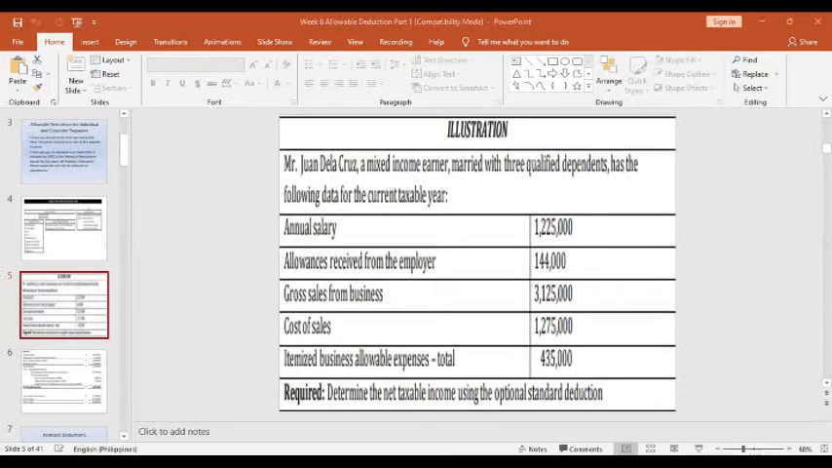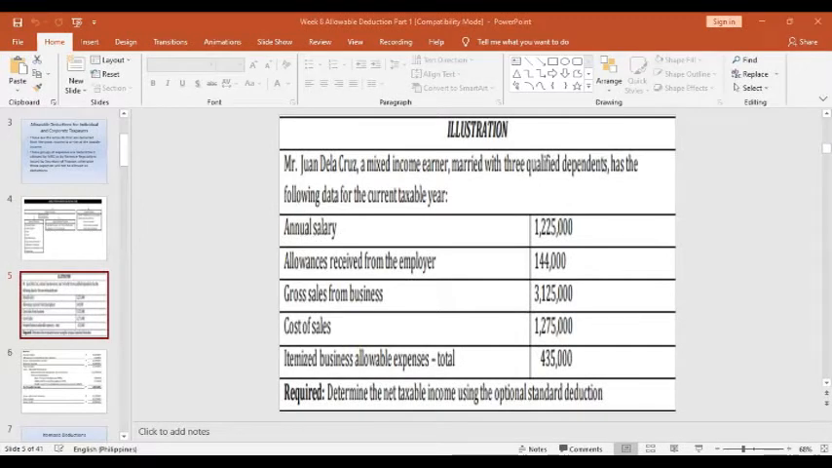Okay, so let's have the following illustration here. Mr. Juan de la Cruz, a mixed income earner married with 3 qualified dependents, has the following data for the current taxable year. They have the annual salary, the allowances received from the employer, the gross sales from the business, the cost of sales, and even the itemized business allowable expenses with a total of 435,000. Therefore, the requirement is to determine the net taxable income using the optional standard deduction.